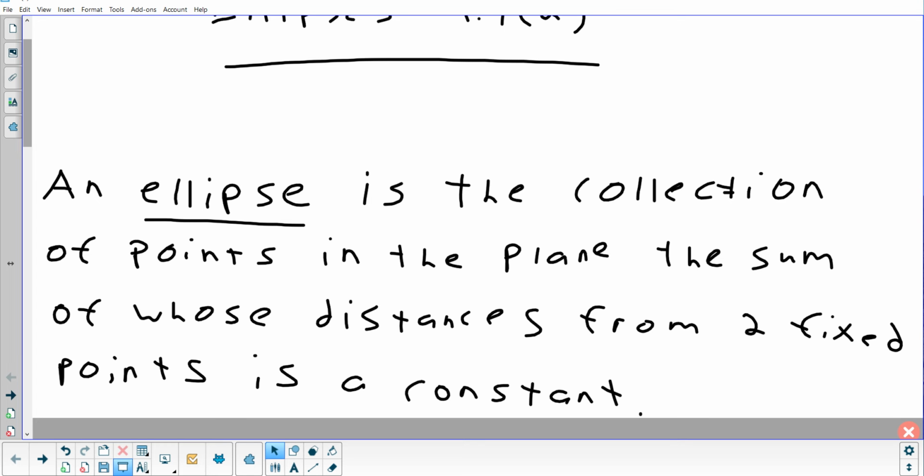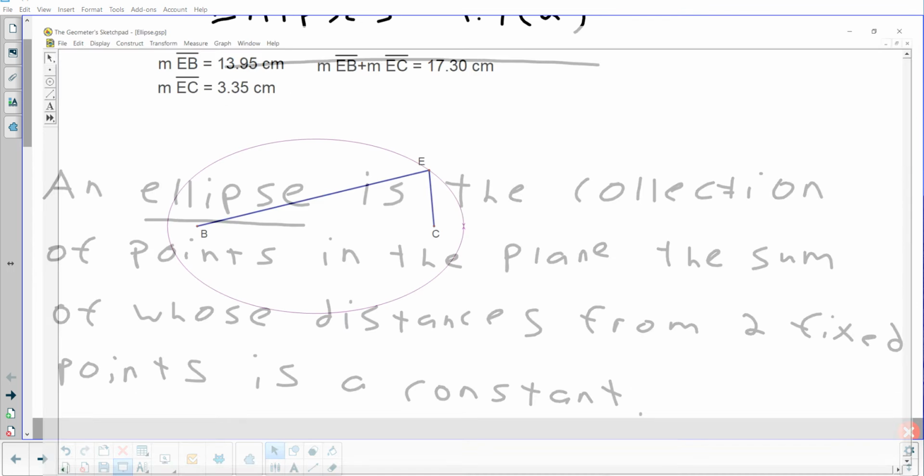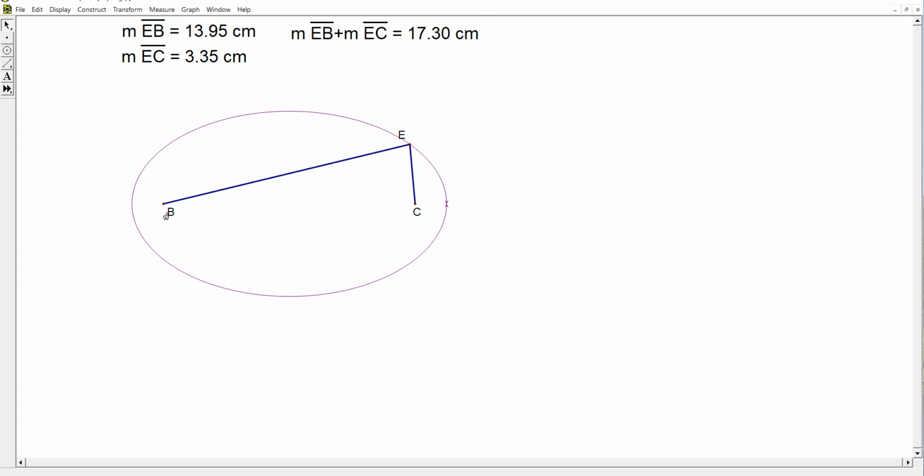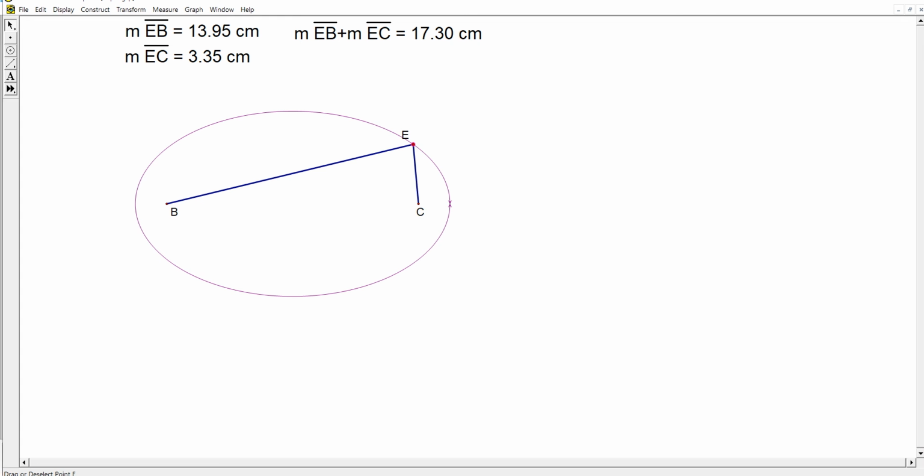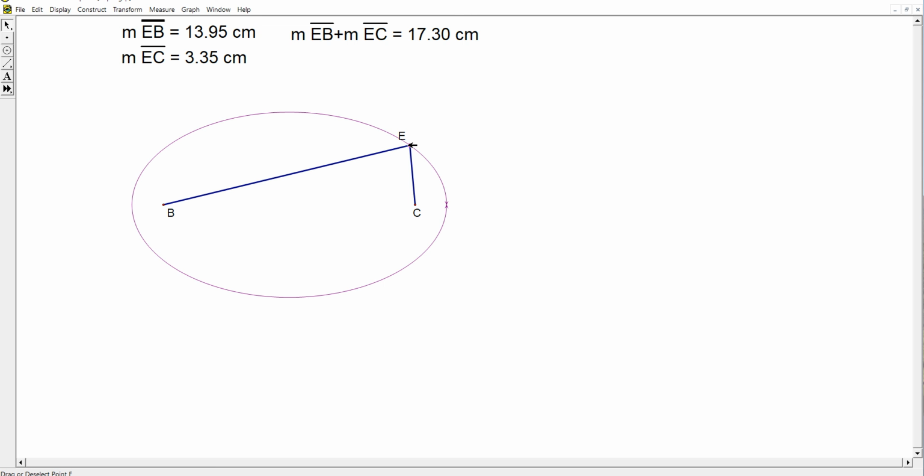So first of all, you have to have two special fixed points in the ellipse. In this picture, you probably can't see it that well, but it's point B and point C. Those are the two special points. Point E is a point that I can drag anywhere around the edge of the ellipse.